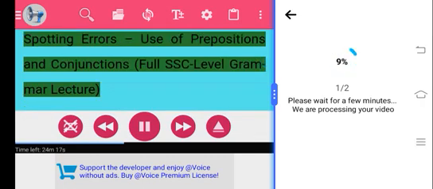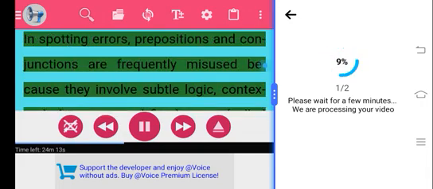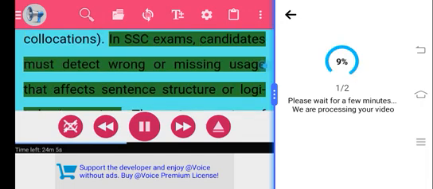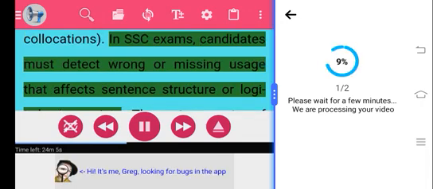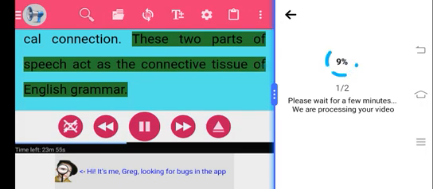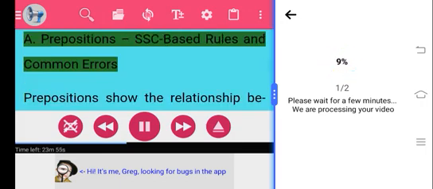Spotting errors. Use of prepositions and conjunctions. Full SSC level grammar lecture. In spotting errors, prepositions and conjunctions are frequently misused because they involve subtle logic, contextual placement, and fixed usage called collocations. In SSC exams, candidates must detect wrong or missing usage that affects sentence structure or logical connection. These two parts of speech act as the connective tissue of English grammar. Prepositions. SSC-based rules and common errors.